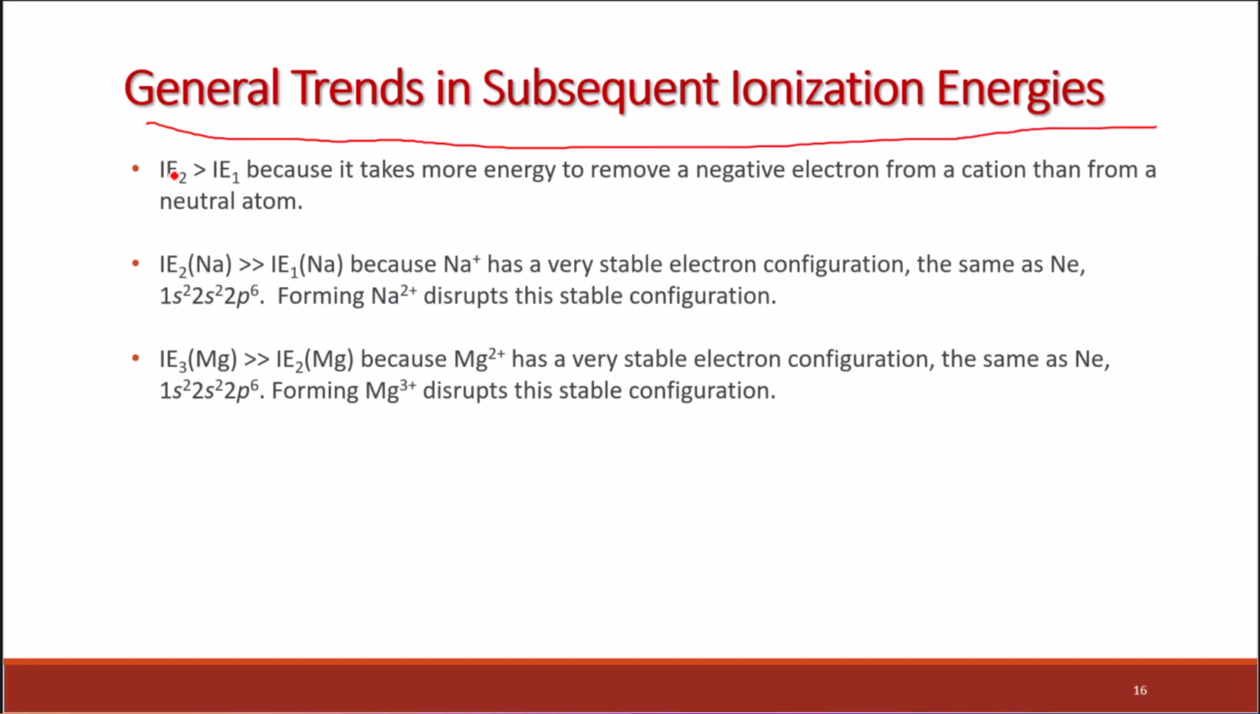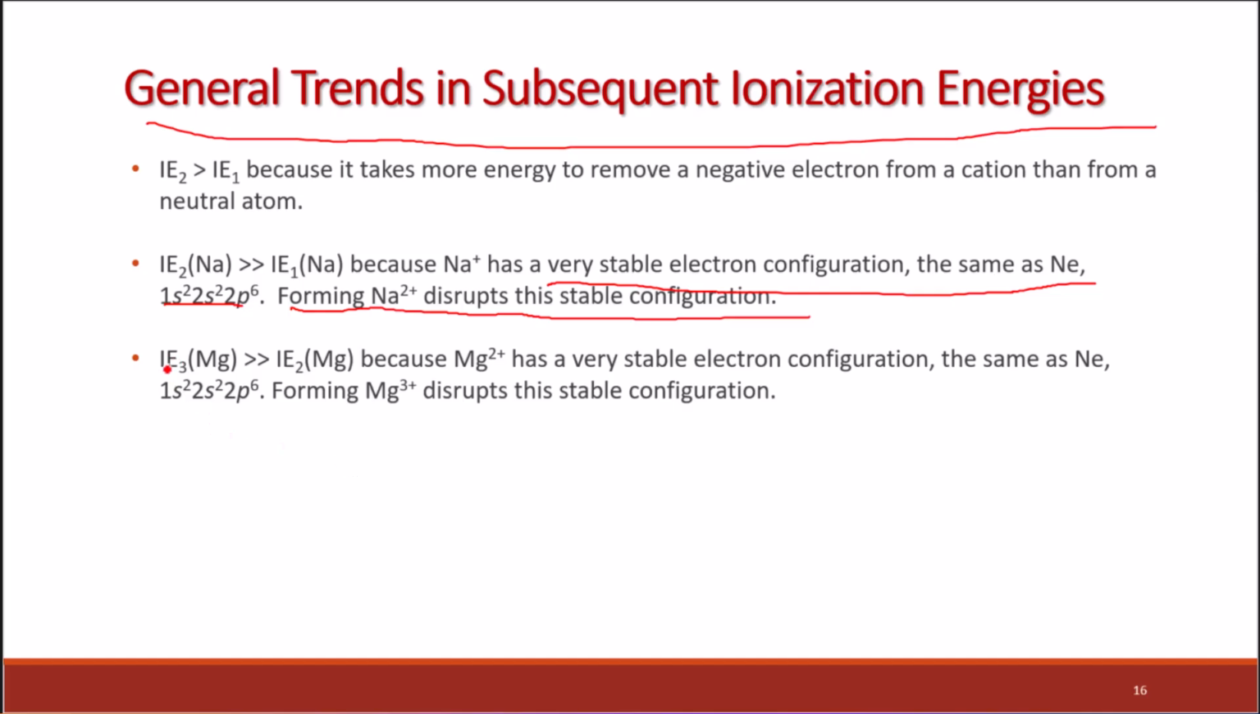The second ionization energy is greater than the first, because you've got the same number of protons and you're having to remove another negative charge from, let's say, a cation, rather than a neutral atom. Ionization energy 2 for sodium is much greater than ionization energy 1, because the sodium cation has neon's very stable electron configuration, just what we've been talking about. Forming sodium 2+ disrupts that stable electron configuration.